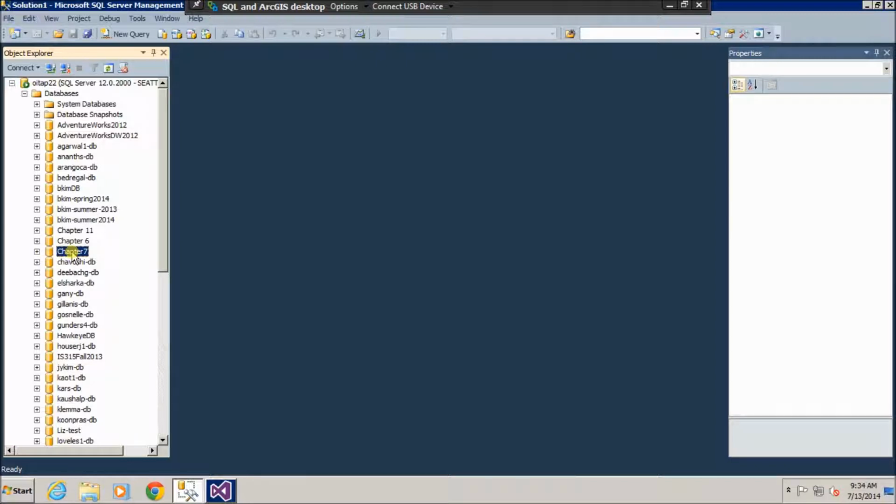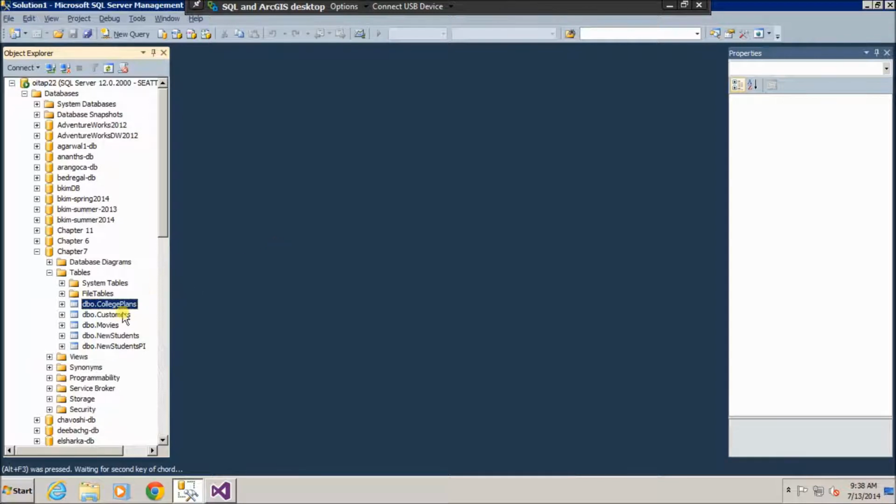website. So go to Chapter 7, and then find dbo.CollegePlans. This is a table, the data we are going to use to practice data mining using decision trees. We will use this college plans table for two problems.